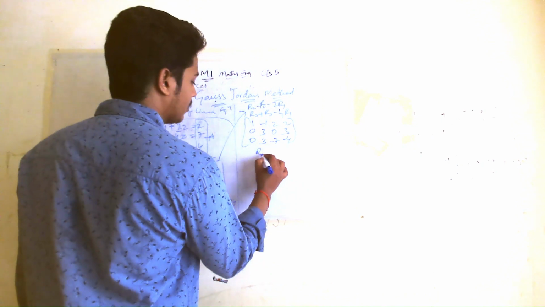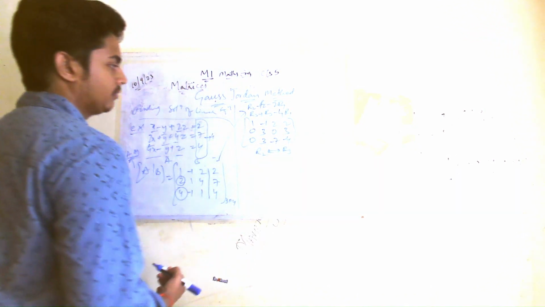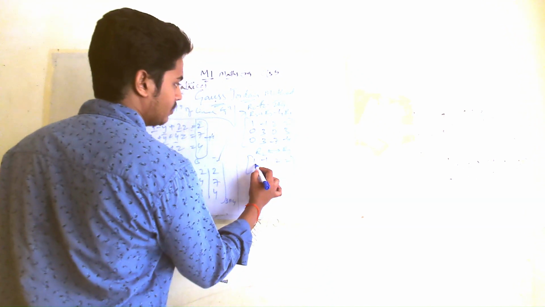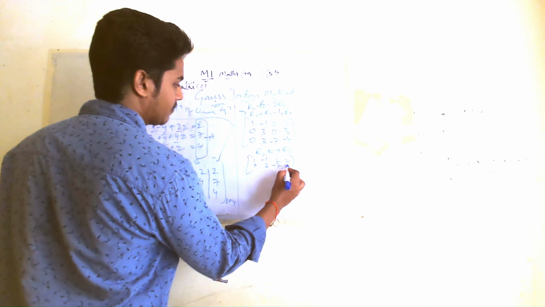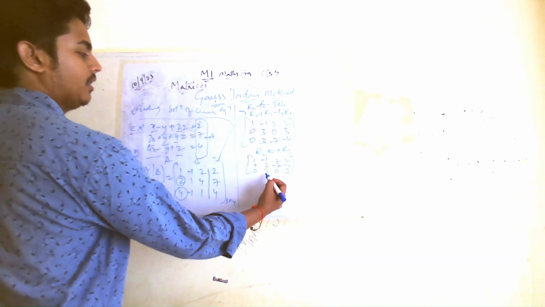Okay. Now what? Now let's do R2 and R3. Let's interchange them. Okay? We'll be getting 1 minus 1, 2, 2. 0, 3 minus 7 minus 4. 0, 3, 0, 3. Why like this? It means to make more zeros in the bottommost row.